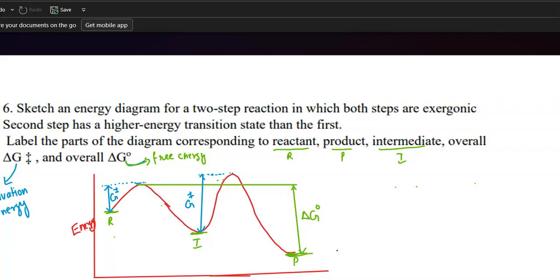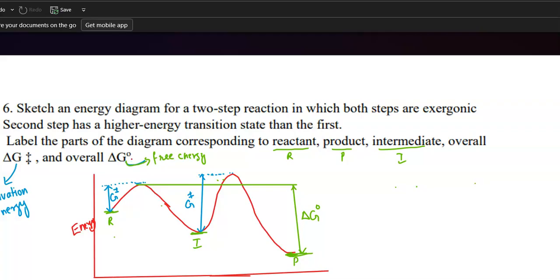Next question is asking you to draw an energy diagram for a two-step reaction in which both steps are exergonic. So that means in both cases your reactant should be on the higher energy side and the product should be on the lower energy side. So here in the first step we have an intermediate formed which is at a lower energy than the reactant, and again the next step, see, we have a product that's at lower energy than the intermediate. So that fulfills the condition of the question.